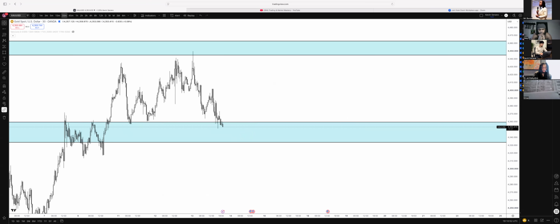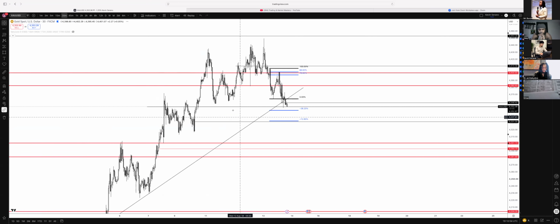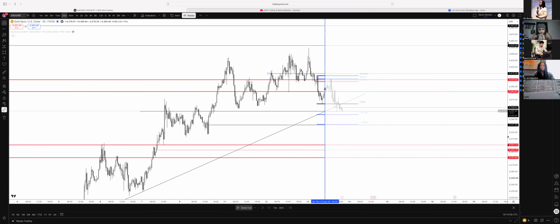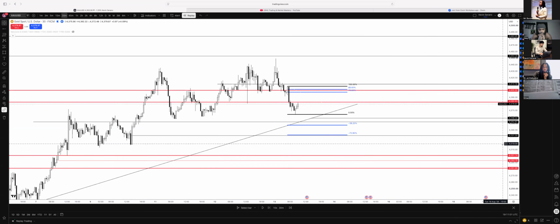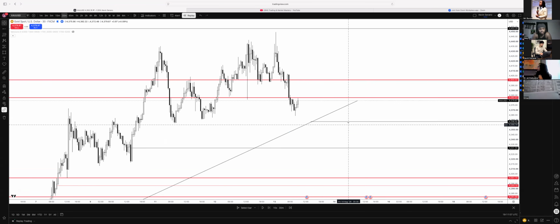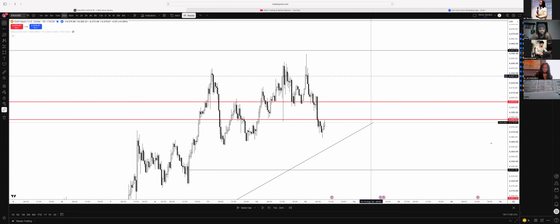Right. Cool. So let's go into just a few setups. Now you know what I've just told you, let's backtest as well. These red areas are pretty much my areas of support and resistance, order blocks, whatever you want to call it.